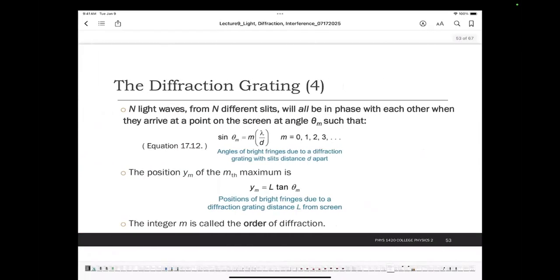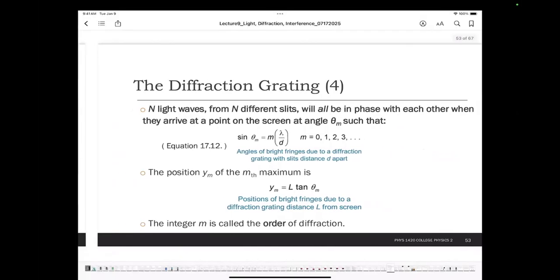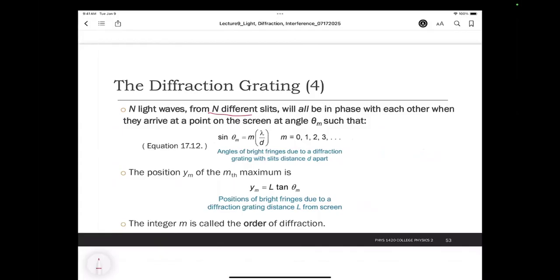Okay, let's continue to talk about n light waves from n different slits, all being in phase with each other when they arrive at a point on the screen at an angle theta, such that those n light waves from n different slits will be in phase with each other. This is theta. And the position y_m of the m-th maximum is this one.